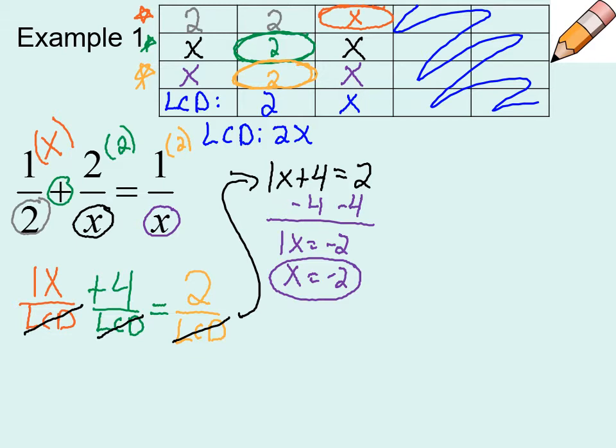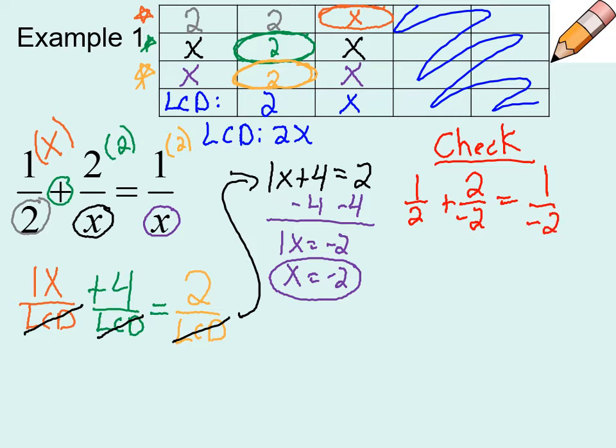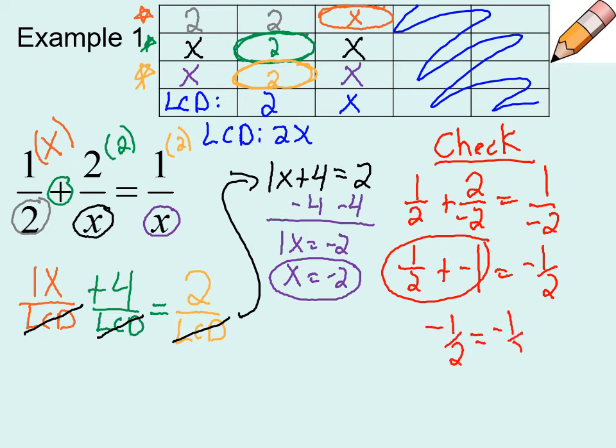Checking is very mandatory when we're doing this. So I'm going to plug it into the original problem. I have 1/2 plus 2 over my x, which is negative 2, equals 1 over negative 2. So I have 1/2 plus a negative 1, or minus 1, equals negative 1/2. Simplify this side, I get negative 1/2 equals negative 1/2. This does work. This negative 2 is going to be my solution.